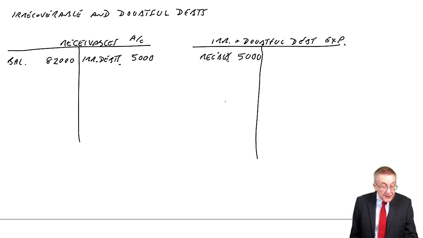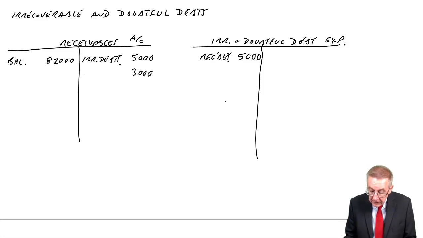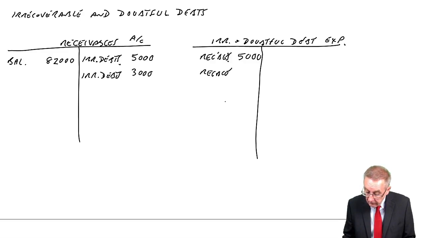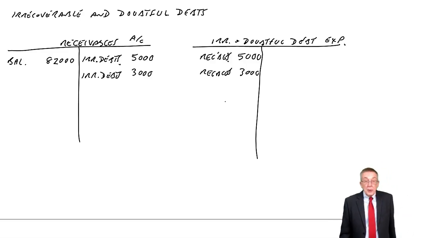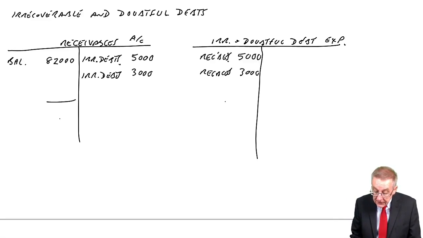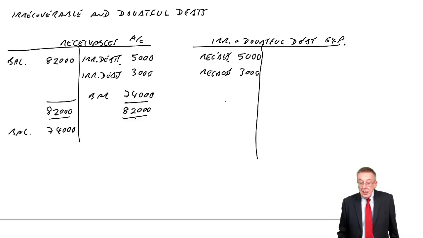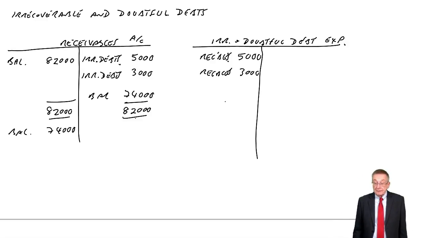So any more? Yes, there is. Forget George for the minute, he's doubtful, but Paul is irrecoverable. So again, remove it completely. Credit receivables, debit irrecoverable debts expense. Well, those are all the irrecoverables, and having removed them, we're left with a balance on receivables of how much? 74,000. That's the amount that we're hoping to collect.